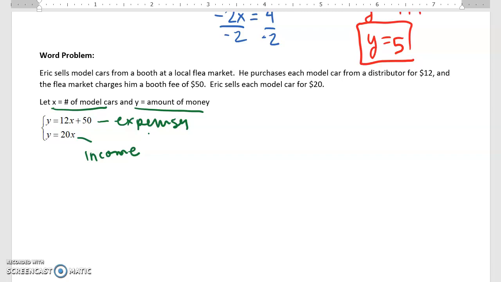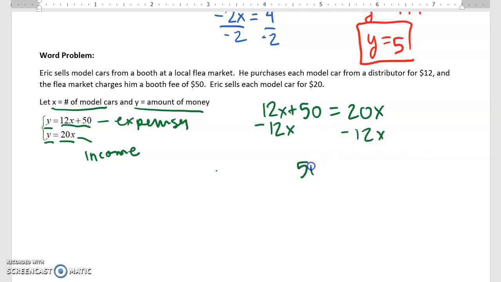Because everything is written in slope-intercept form, we set the two expressions, 12x plus 50, equal to 20x. Again, this is equal to y, this is equal to y, and we're looking for where the y and x values are the same, so we can go ahead and set the y's equal to each other. I'm going to subtract 12x from both sides. And as we can see here, this is not going to be a whole number. And that's because, again, when we used the graph, we only got an estimate. So if I take 50 divided by 8, I get 6.25.